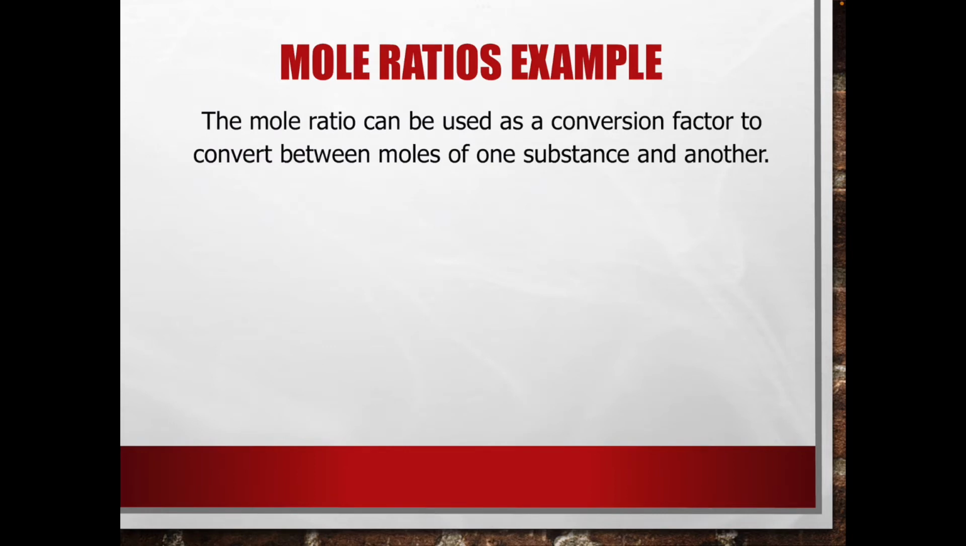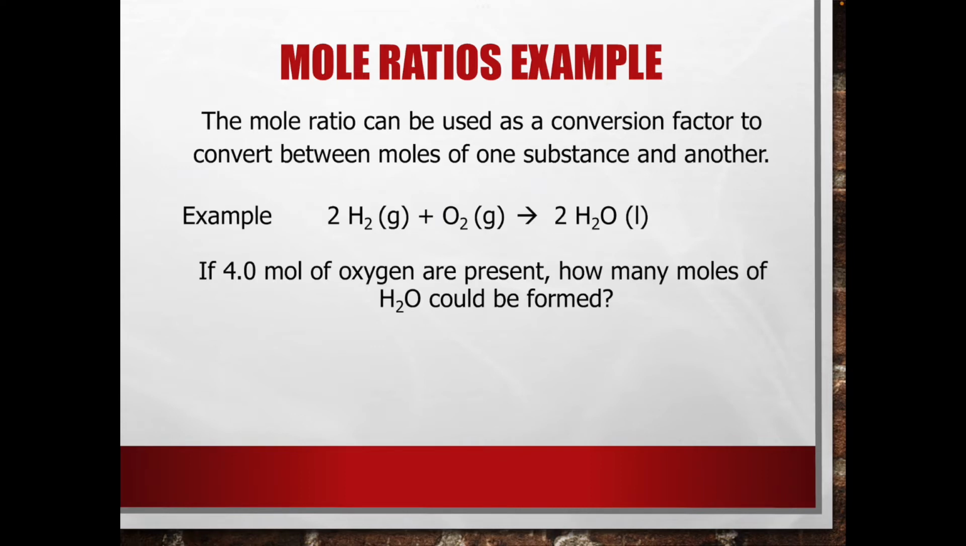So our mole ratio can be used as a conversion factor, again, to convert between moles of one substance to another. So there's our equation that we were just looking at. And here's an example problem. This says if 4 moles of oxygen are present, how many moles of water could be formed? Okay, so just like any other train track, we're going to find out what we're starting with. Here, we're starting with 4 moles of oxygen. So that's what I'm going to put in the beginning of my train track, 4 moles of oxygen.